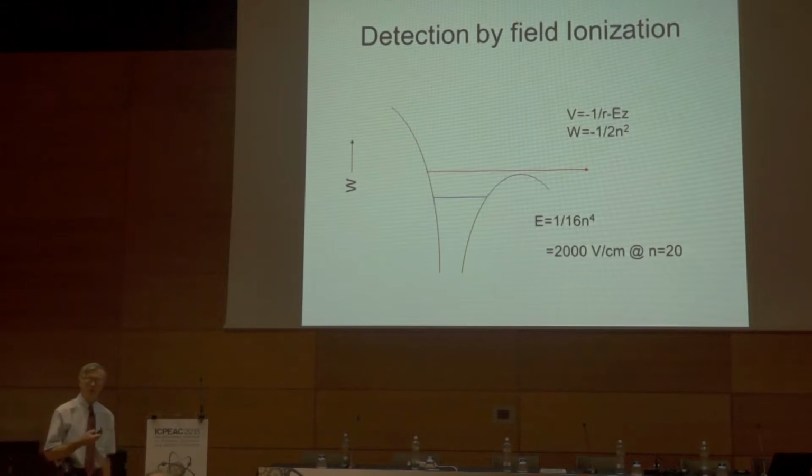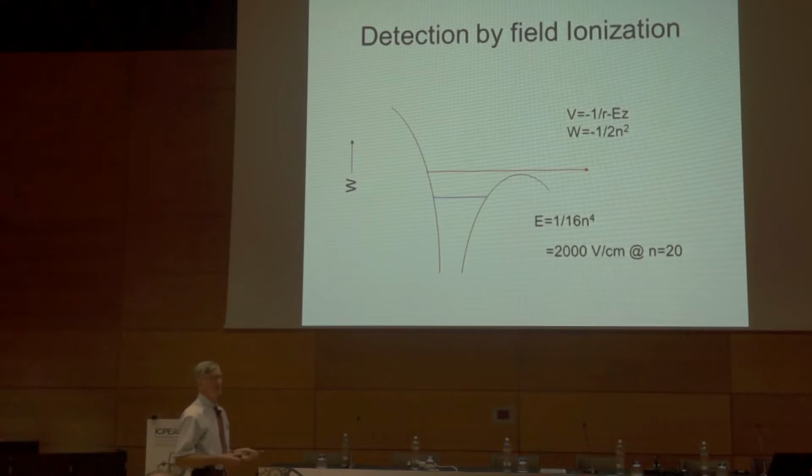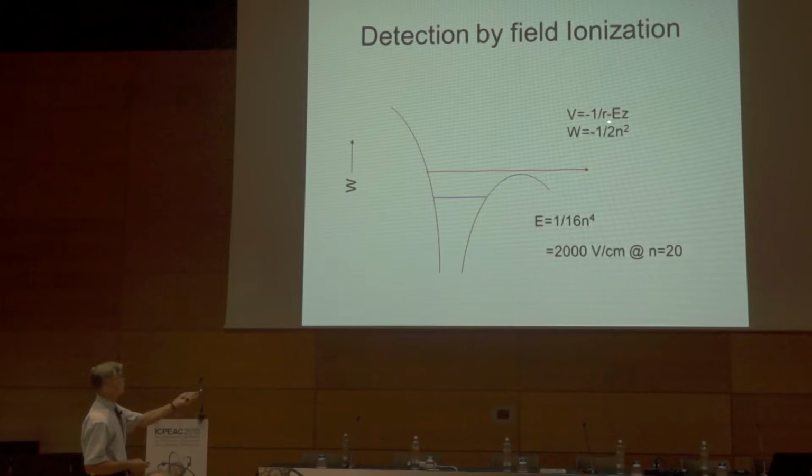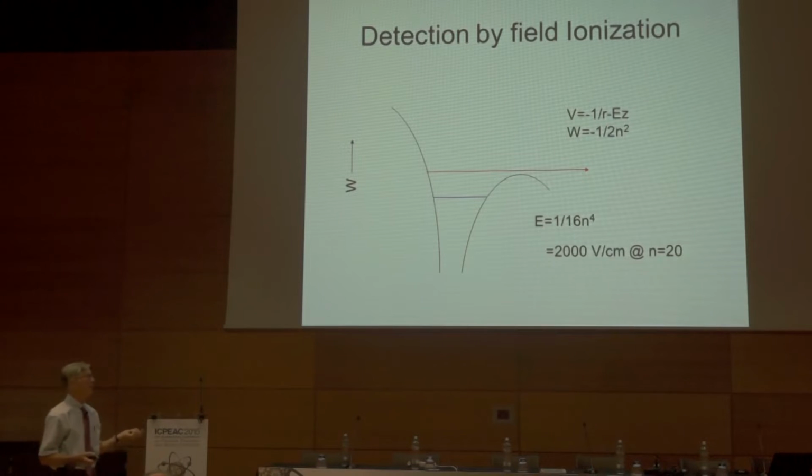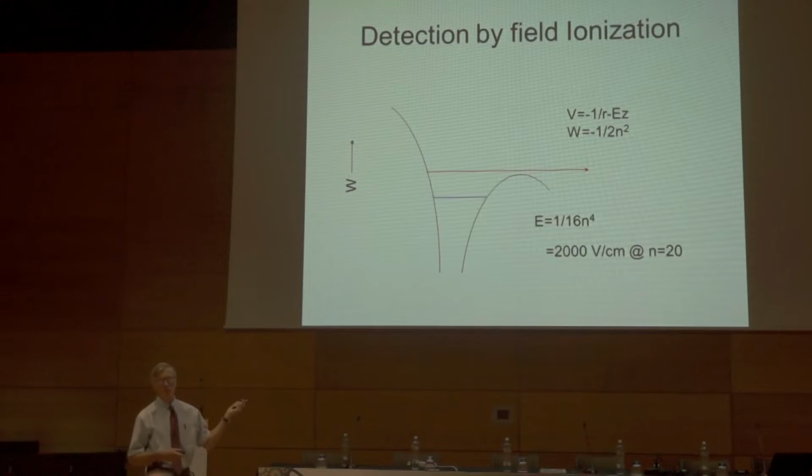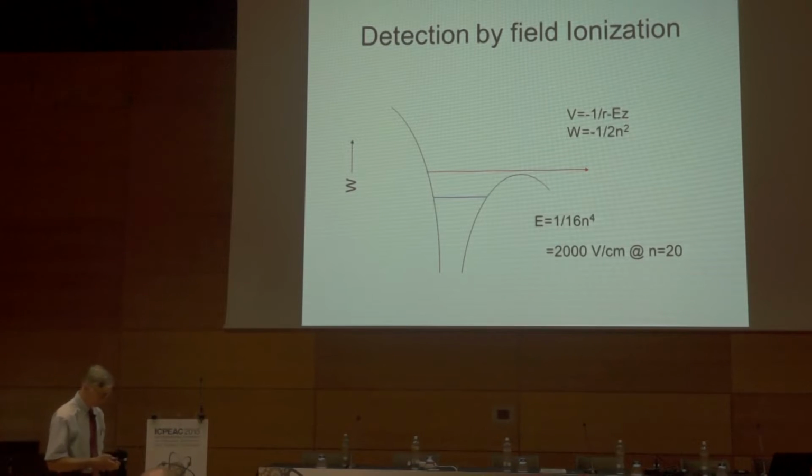Another interesting example is that one of the commonly used ways of detecting Rydberg atoms is field ionization. If I have a Coulomb potential distorted by the application of an electric field, you push down the potential on one side of the atom. If the field is 1/16 n to the 4th in atomic units, the electron can go out over the saddle point and ionize. At n equal 20, this requires a field of 2,000 volts per centimeter. For the ground state, it requires a field of 5 billion volts per centimeter. So this is not practical for the bound states, but it's commonly used for Rydberg states.